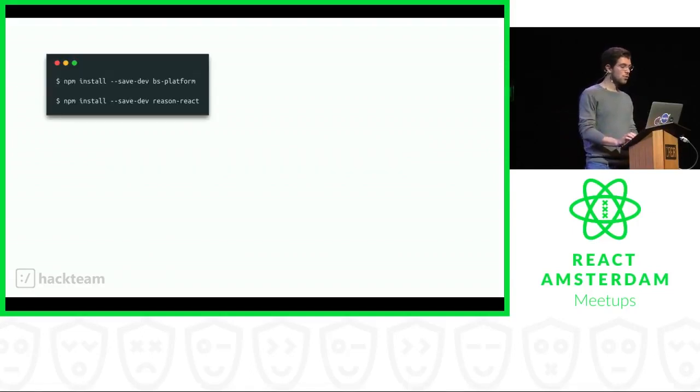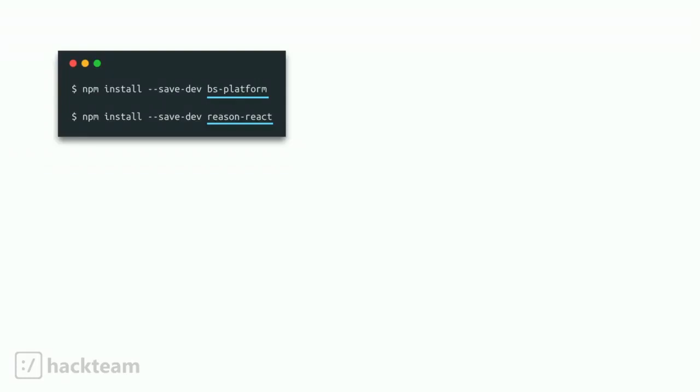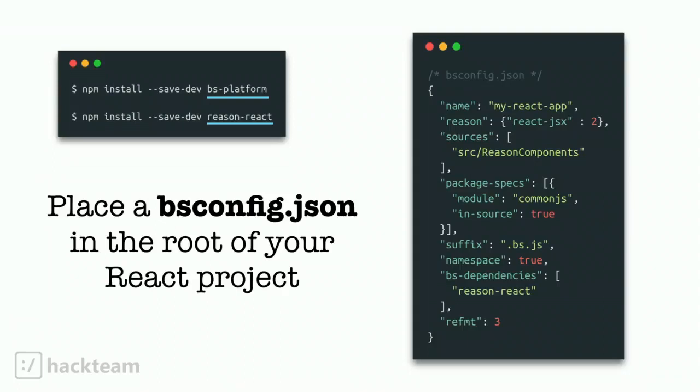So first, we need to add the BS platform and ReasonReact to our Create React App application. After which we will place a bsconfig.json inside of our root project, and this is where all the compiling settings are listed. So as you can see, you have the React JSX setting for Reason above. Below you have the BuckleScript dependencies for ReasonReact. And also we have set a specific folder where we're going to place all our Reason files that need to be compiled to bs.js files.